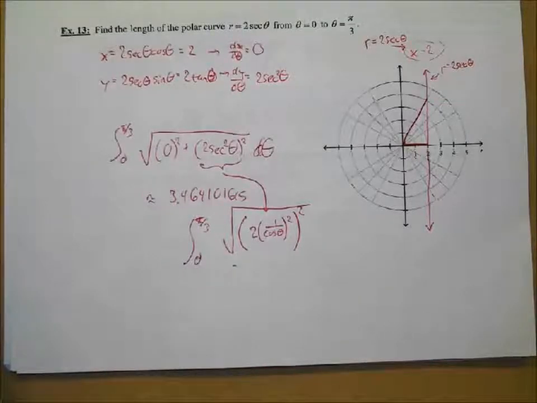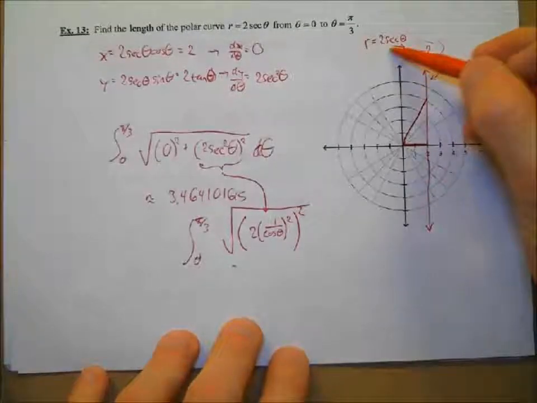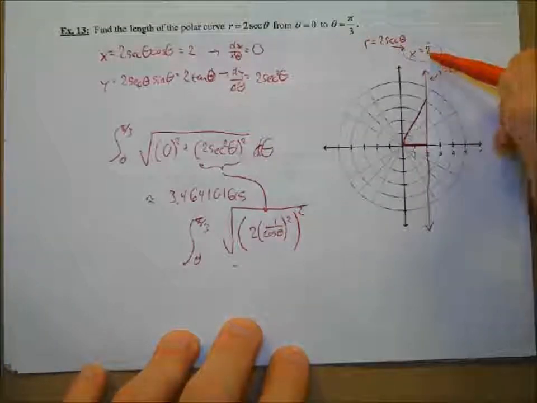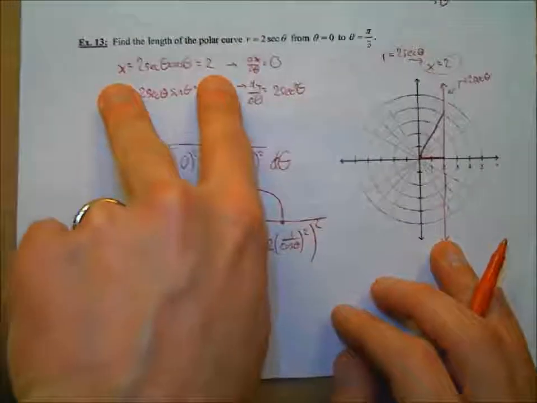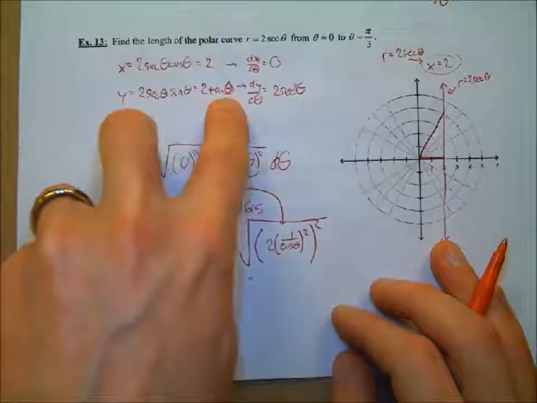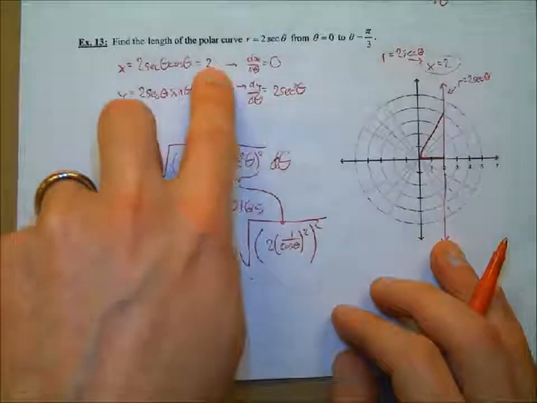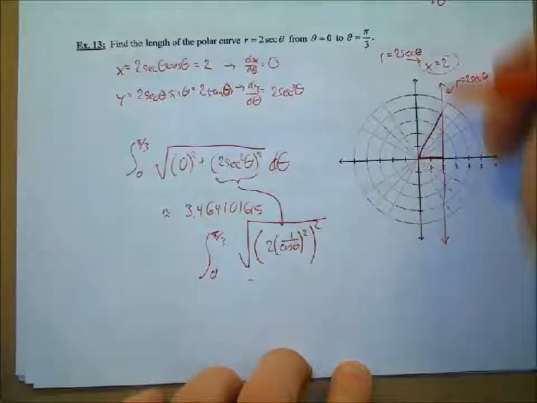So now the graph of r equals 2 secant of theta is x equals 2. Remember, we found that x was equal to 2, y was equal to 2 tangent of theta. So no matter what theta is, your x value will always be 2. And so it's a vertical line through x equals 2.